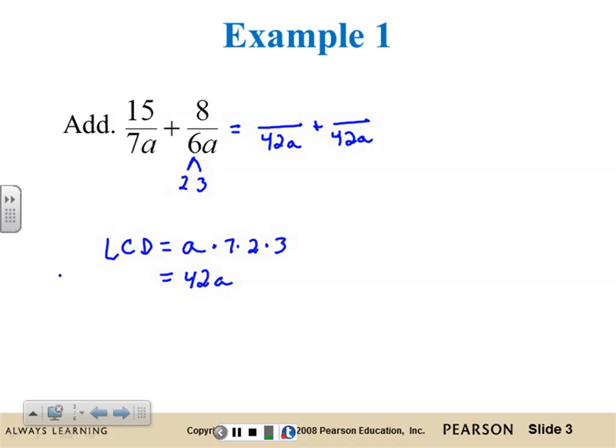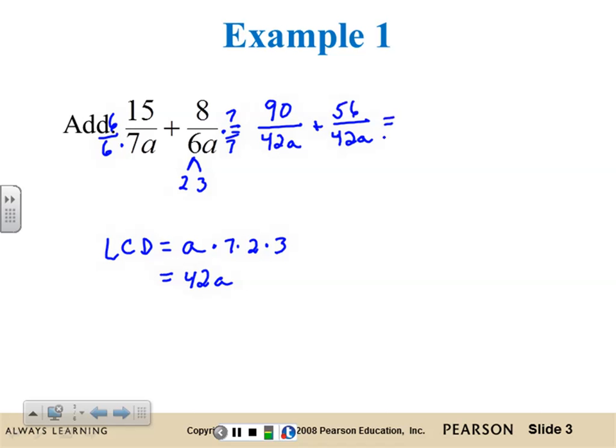what we have to do is write equivalent fractions, and we did that in the previous section. So let's go with the first one. What do I have to multiply 7a by in order to get 42a? And the answer is 6. Well, remember, what I multiply the bottom with, I have to multiply the top with. So 6 times 15 is going to be 90. Alright, so here, what do I have to multiply 6a by in order to get 42a? And the answer is 7. So I'm going to multiply by 7 on the bottom and 7 on the top. And so that new numerator is going to be 56.